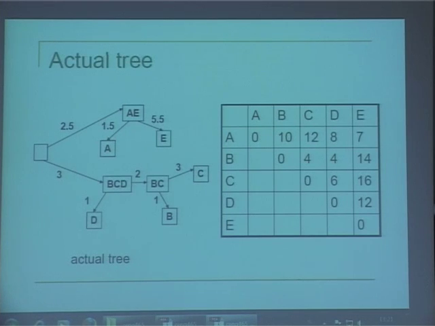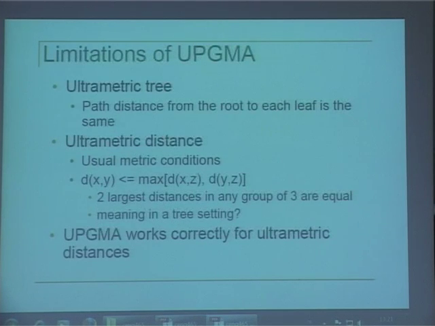We are computing distances between all pairs of objects. If you look at the overall complexity, I think it's going to be somewhere along n-square or n-cube. I don't think it's going to be n-cube. We need to do a detailed analysis of that to find the actual complexity. These are the limitations of UPGMA. We are going to get the exact tree if the distances given in the first place were ultrametric.